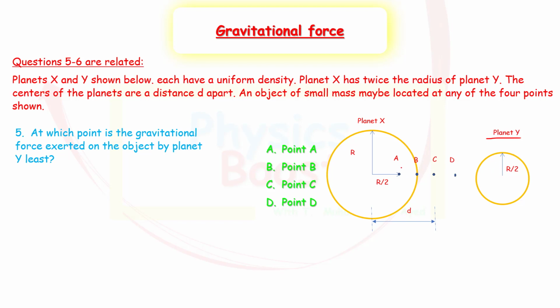Well, actually, it's obvious that it's point A. Why is it point A? Because it's farthest from planet Y. The farther we are from planet Y, the weaker the force is.